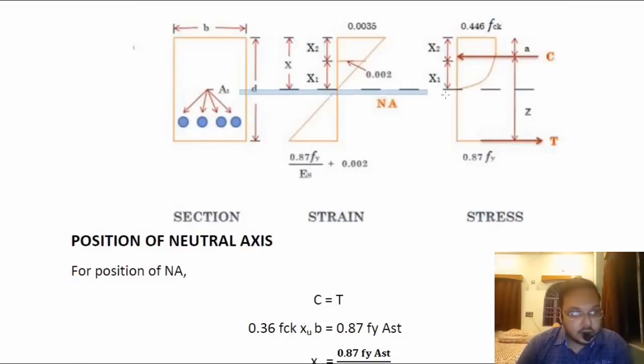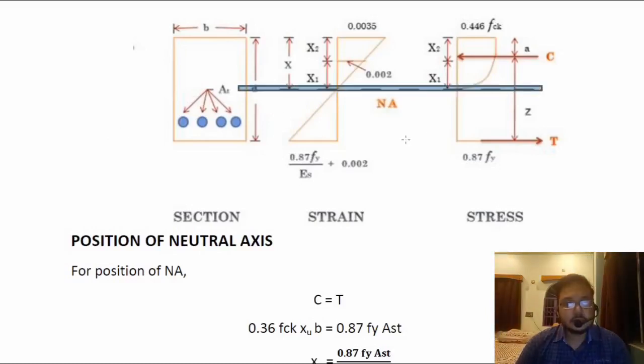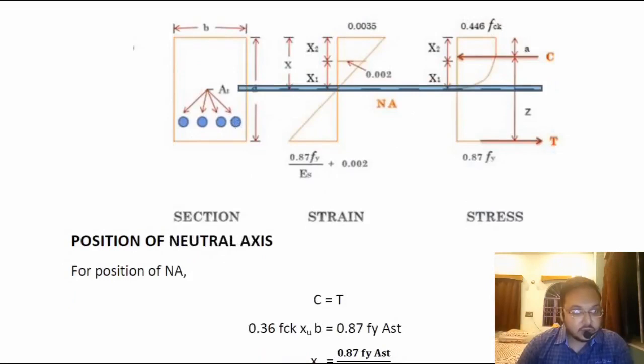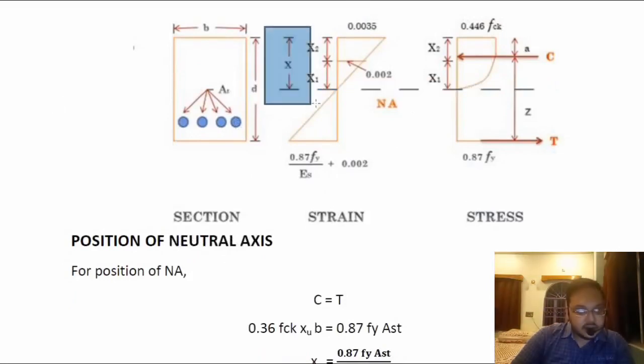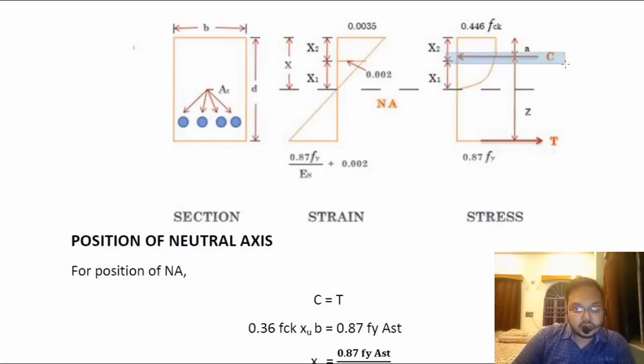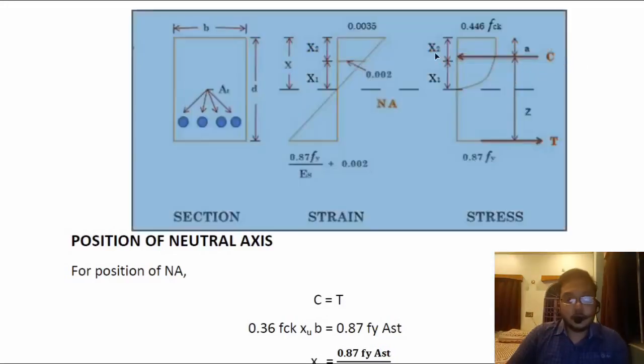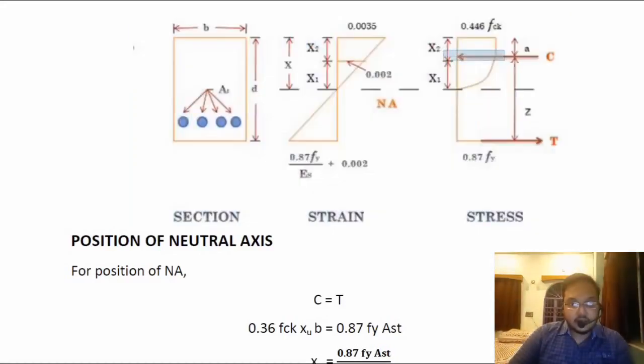So let us suppose that this dotted line is our neutral axis. This neutral axis is at a depth x, suppose it is xu, and this particular thing, that C, this particular force, is suppose our resultant compressive force, acting at the center of gravity of this top part of the section.